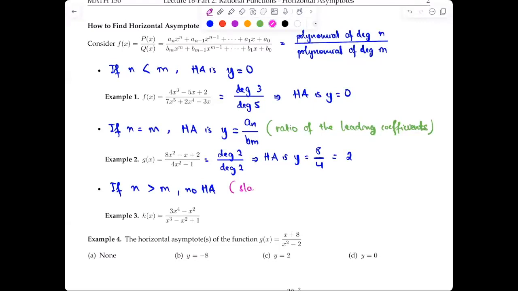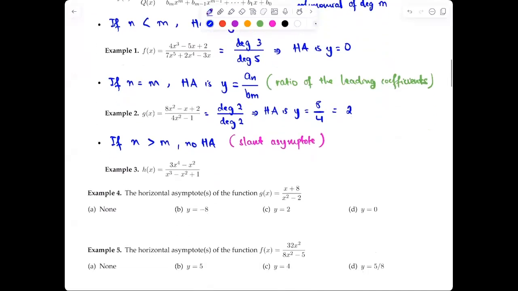So, slant asymptote. And it can be found using long division. So if you want to explore long division, you can do so. All right. So example 3 here, on the numerator, it is a polynomial of degree 4. And in the denominator, it is a polynomial of degree 3. So you can conclude that there is no horizontal asymptote.